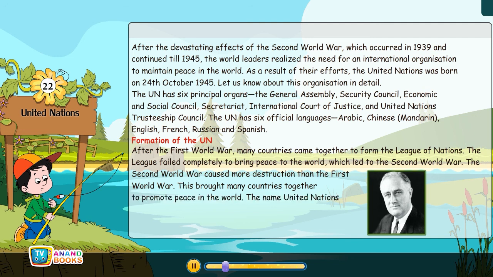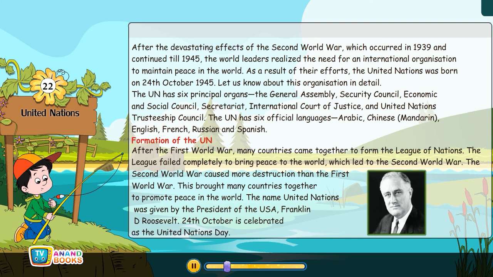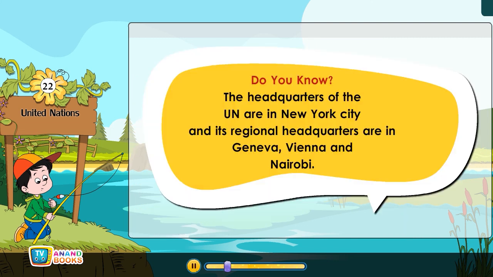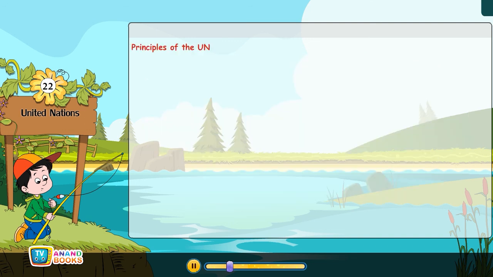The name United Nations was given by the President of the USA, Franklin D. Roosevelt. 24th October is celebrated as the United Nations Day. Do you know? The headquarters of the UN are in New York City, and its regional headquarters are in Geneva, Vienna, and Nairobi. Principles of the UN.